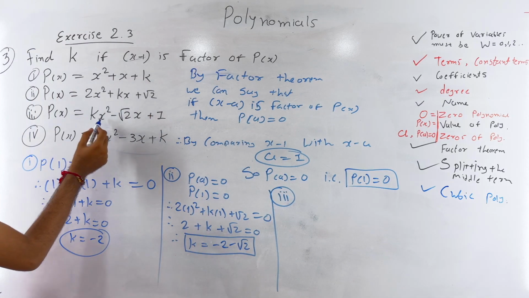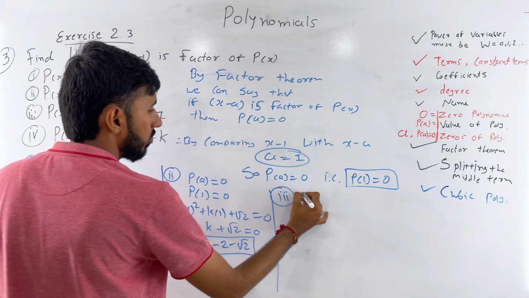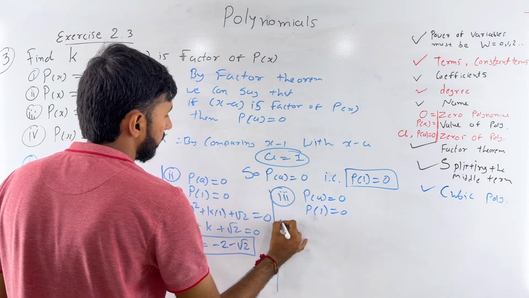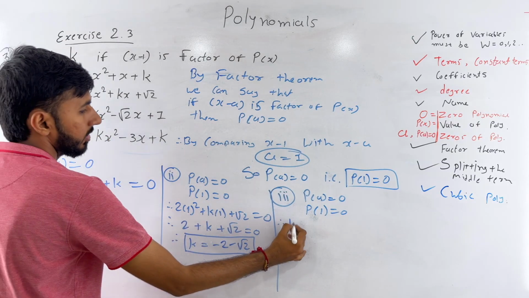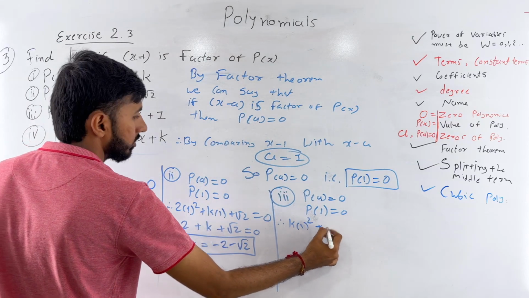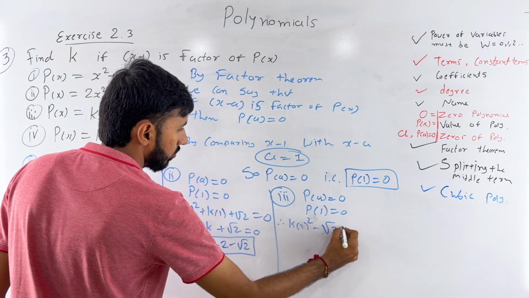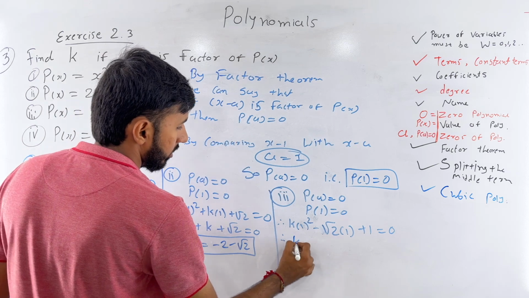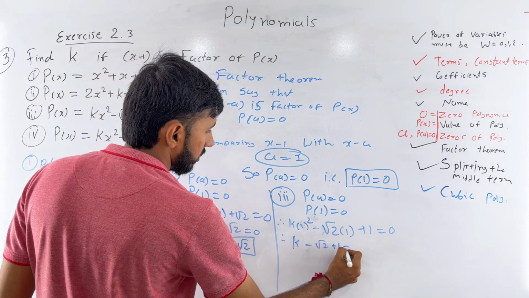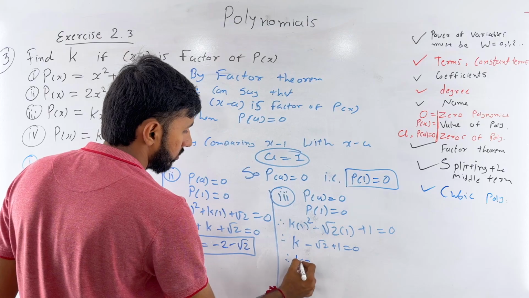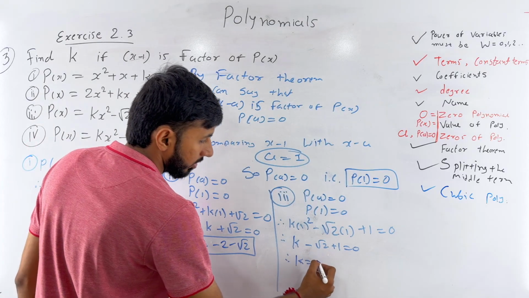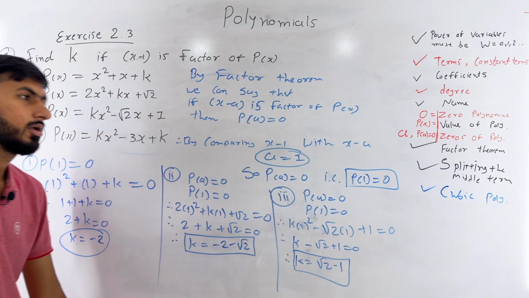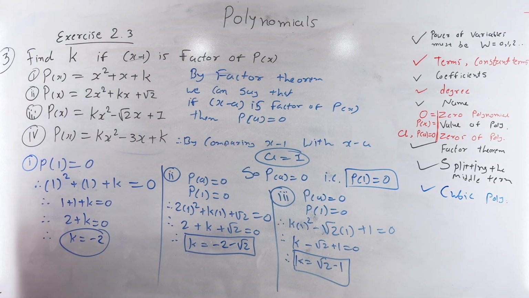Now we will do it for the third one. Here we have p(x) equal to kx square minus root 2 x plus 1, right? By the factor theorem, p(a) is equal to 0, so p(1) will be 0. Now p(1) for this is k(1 square) minus root 2(1) plus 1 is equal to 0, right? Now I can write k minus root 2 plus 1 is equal to 0. If I transpose all other things to the other side except k, my answer will be root 2 minus 1. This will be my k, right? Very easy.